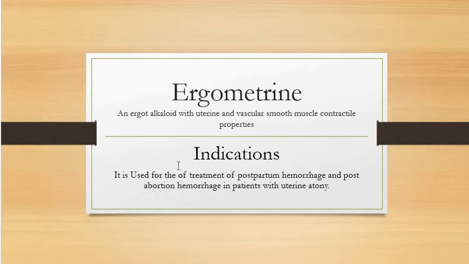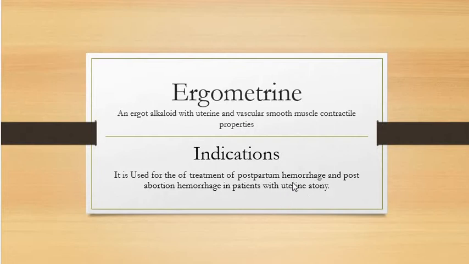So first of all, what is ergometrin? It is an ergot alkaloid with uterine and vascular smooth muscle contractile properties. It means it is an alkaloid which has contractile properties for the smooth muscles and uterine muscles. So as it has these properties, we use this. It is indicated in postpartum hemorrhage and post-abortion hemorrhage in patients with uterine atony.